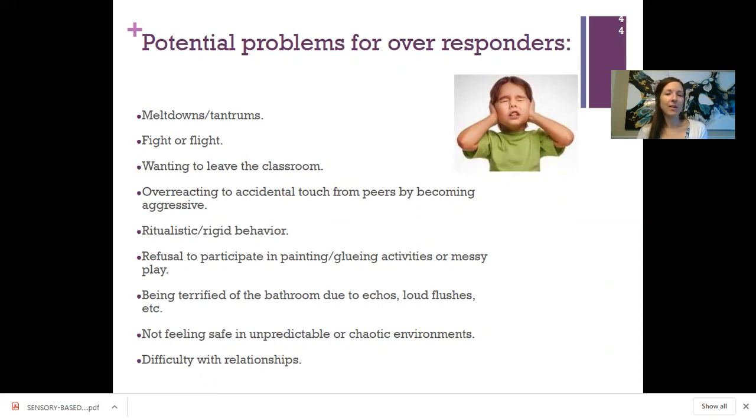And they might just feel unsafe in unpredictable or chaotic environments. So places like the grocery store, parties, family gatherings, assemblies, like later in elementary school. And so sometimes over-responders can have a hard time with their relationships because, as a baby, for example, if you have a tactile defensive baby, one of the ways that parents bond with babies is to touch them, and sometimes that can be a challenging thing for these babies who are over-responders.